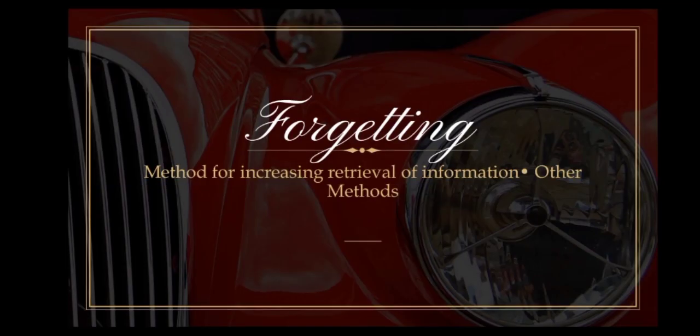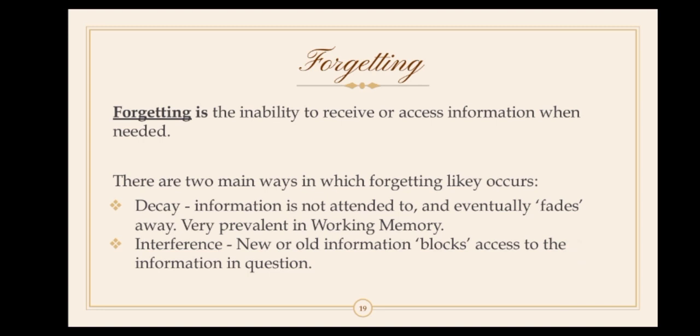Next, forgetting. Under forgetting, we will talk about the different methods for increasing retrieval of information. Forgetting is the inability to retrieve or access information when needed. So, sa ato sa Bisaya pa ni, forgetting kay kanang malimuta, ang pagkakalimot. So, there are two main ways in which forgetting likely occurs. First, decay, and second, interference.